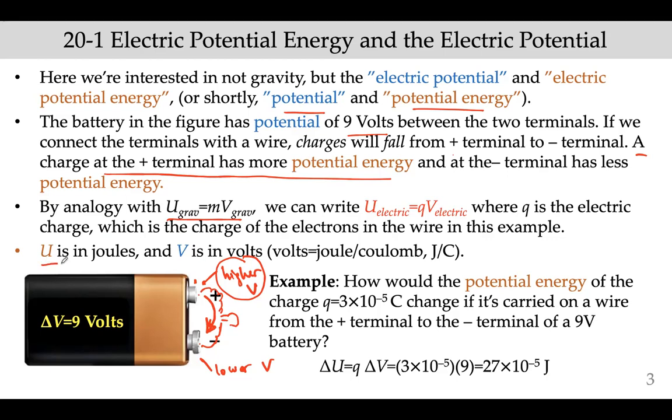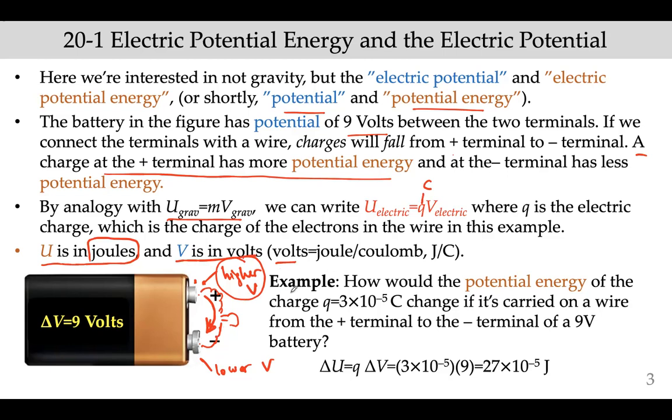So potential energy, as you know, is in units of joules. And the potential itself is in units of volts. So volts, if you look here, this is in joules and this is in coulombs. So volts is also joules divided by coulomb. Instead of saying joules divided by coulomb, we call it volts, as an easier shortcut.